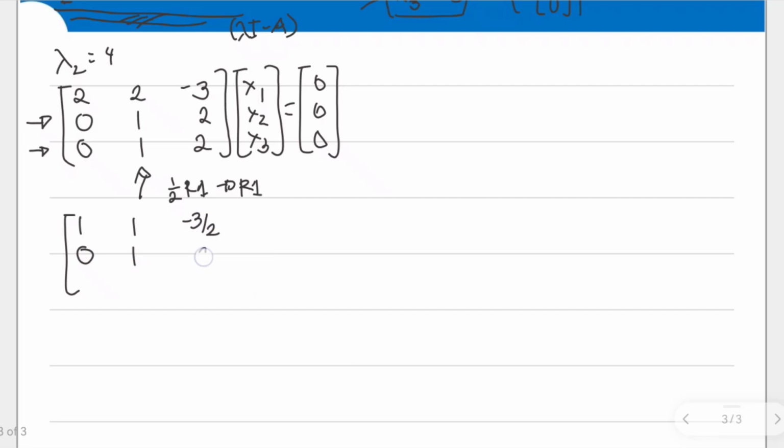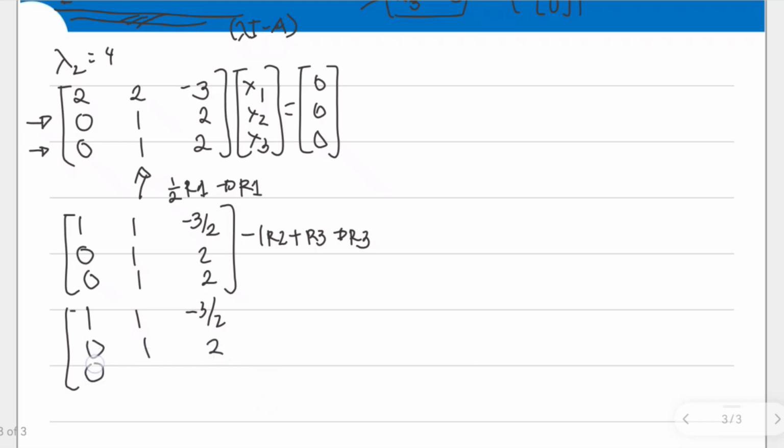This is still 0, 1, 2. This is 0, 1, 2. Next is to make this 0, so that we will have the row echelon form. So you will have negative 1 times R2 plus R3 for a new R3. You'll have this result. Sorry, this is still 1, 1, 2, negative 3 halves. 0, 1, and 2. 0. Negative 1 times 1 plus 1 is 0. Negative 1 times 2 plus 2 is 0. This is what I meant earlier, that one of the rows here is actually a row of zeros.